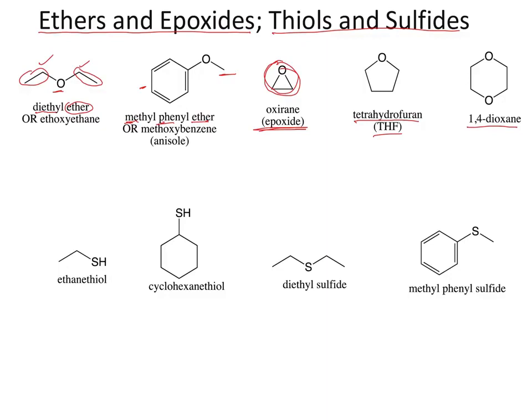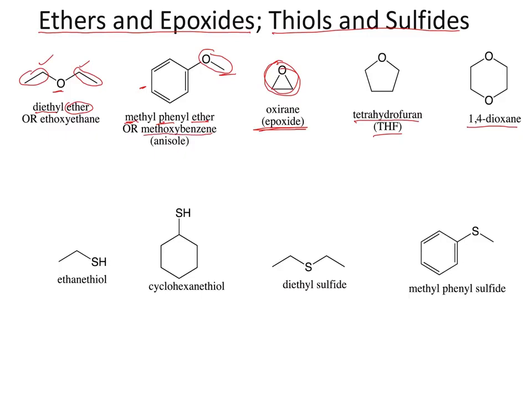Another way of naming is to consider the longest chain as the parent chain and then the shortest chain to be an alkoxy group. So this is going to be a methoxy group. Then benzene becomes the parent compound. So we call it methoxybenzene.